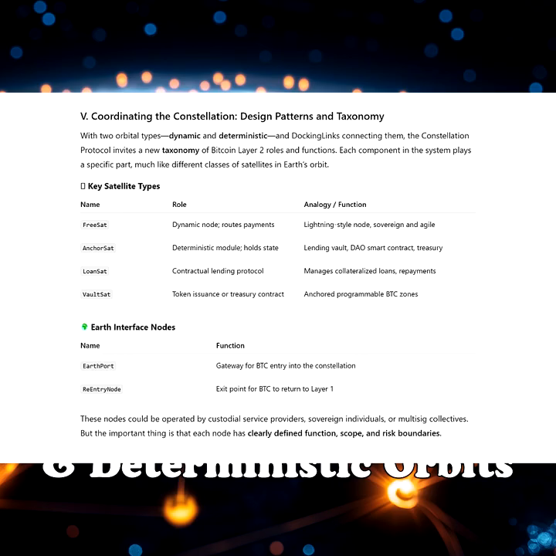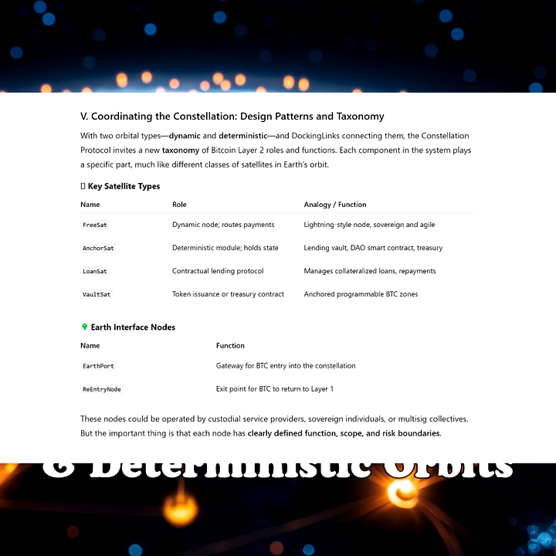Some of these satellites, like FreeSats, are dynamic and peer-to-peer. Others, like AnchorSats, VaultSats, and LoanSats, are deterministic and designed for stateful logic. The operators of these modules could be fully sovereign users, custodial services, e.g. Lightning wallets, or multi-sig collectives, e.g. federations or DAOs. What matters is role clarity. Each component has a defined function, scope, and risk profile, which means users know exactly what they're opting into, and developers know exactly how to reason about system behavior.